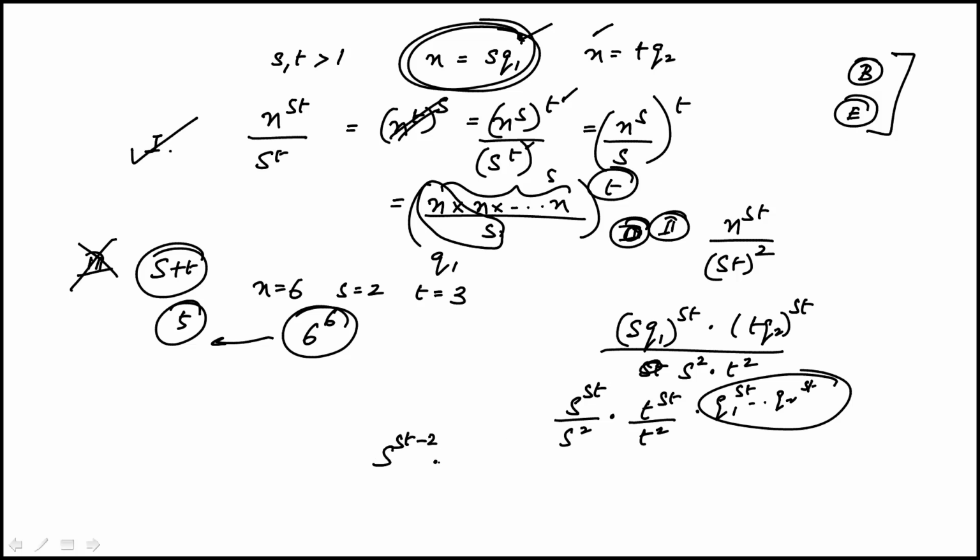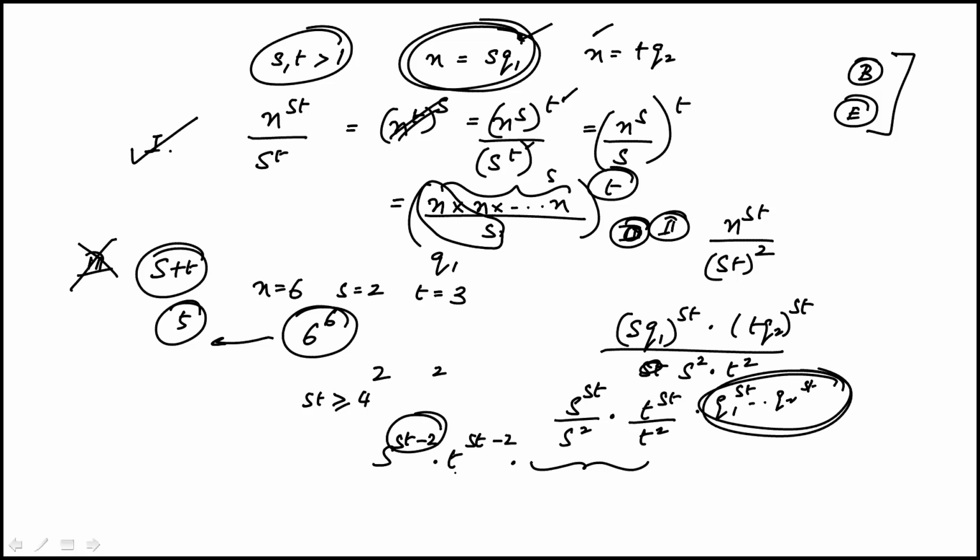So we can subtract the 2, and then the rest is an integer, this piece here. Because both s and t are greater than 1, the least value they can have is 2 and 2. So we know st has to be greater than or equal to 4. So this is going to be positive, will be an integer, or will be greater than or equal to 2. Same here. So therefore, these two will be integers. And therefore, choice 2 also is a factor of n to the power of st. So the answer is 1 and 2, which is choice E.